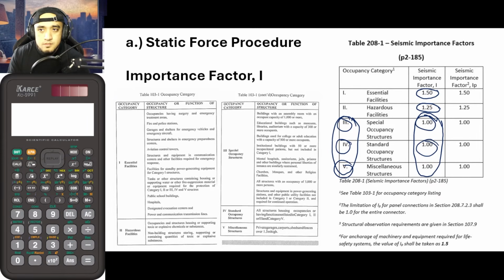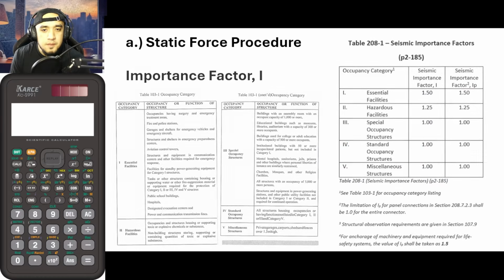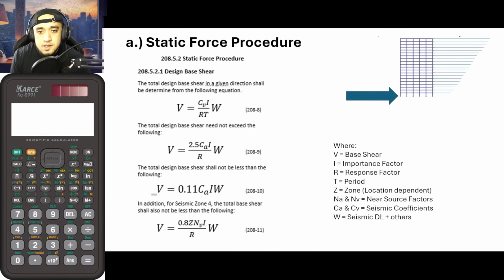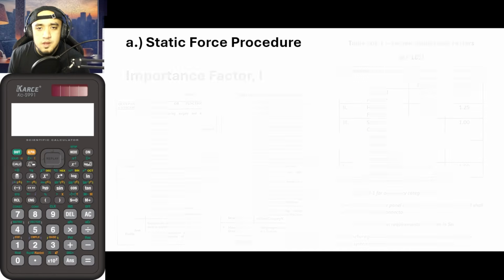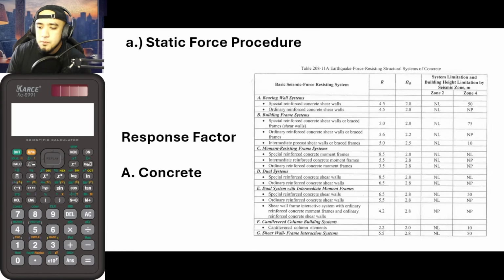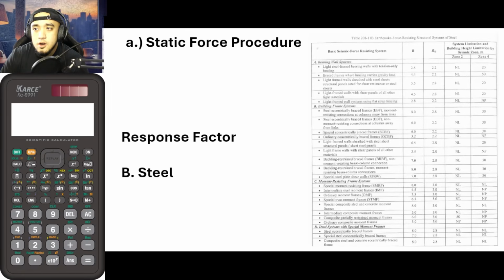Okay? Next up, so going back here, let us now discuss the response factor. So for the response factor, it would differ once again in the type of building or the type of structural framework that you are rather building. So we have two tables in NSCP. We have that of the response factor for concrete, and we also have one for steel.